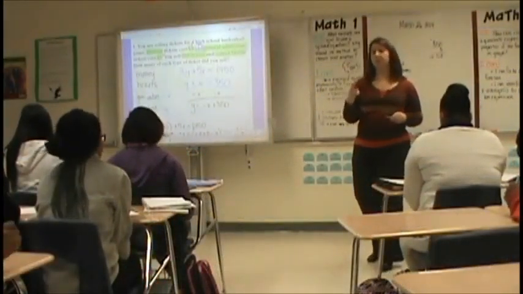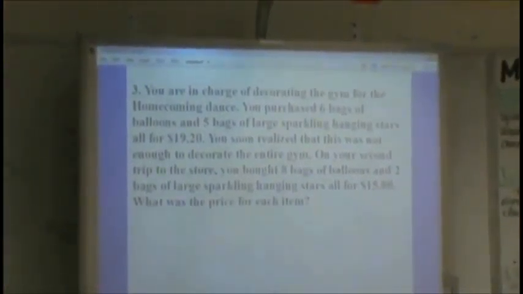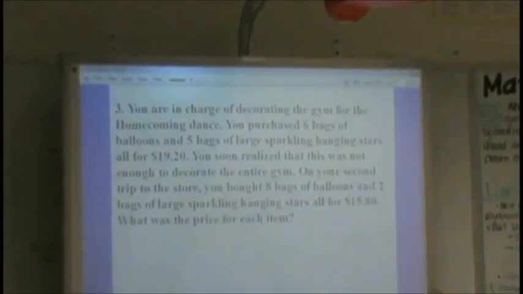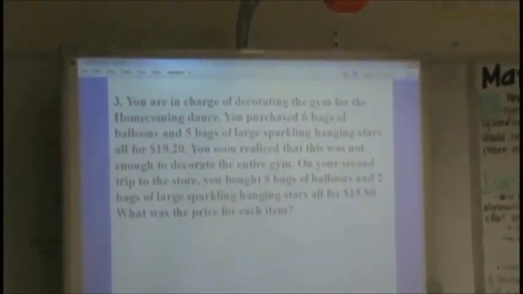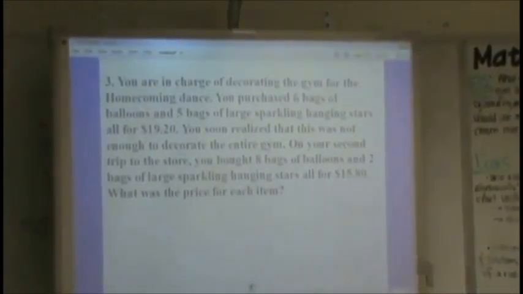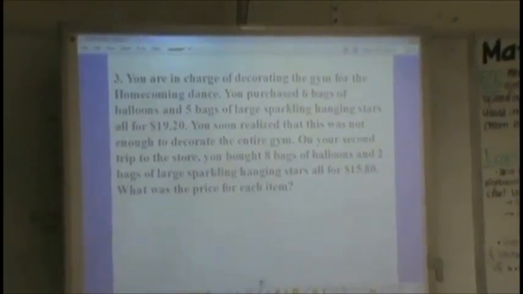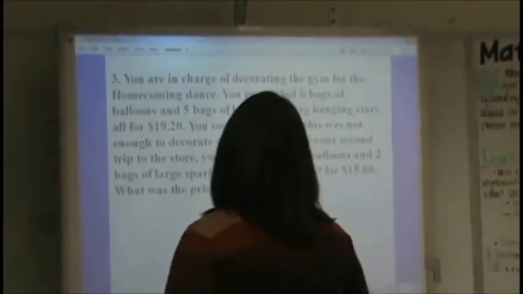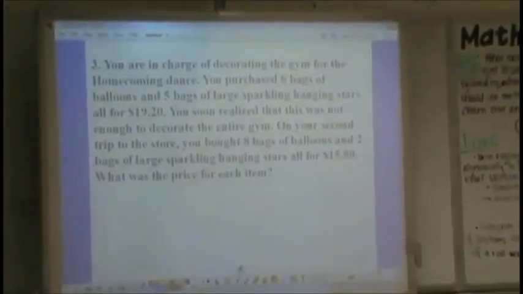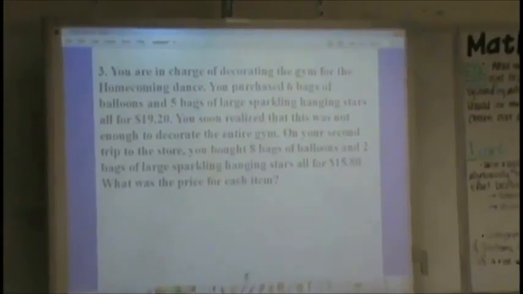I want to skip number 2 and jump to number 3. Drew, you got it? Go ahead. You are in charge of decorating the gym for the homecoming dance. You purchased 6 bags of balloons and 5 bags of large sparkling hanging stars, all for $19.20. You soon realize that this is not enough to decorate the entire gym. On your second trip to the store, you bought 8 bags of balloons and 2 bags of large sparkling hanging stars, all for $15.80. What was the price for each item?